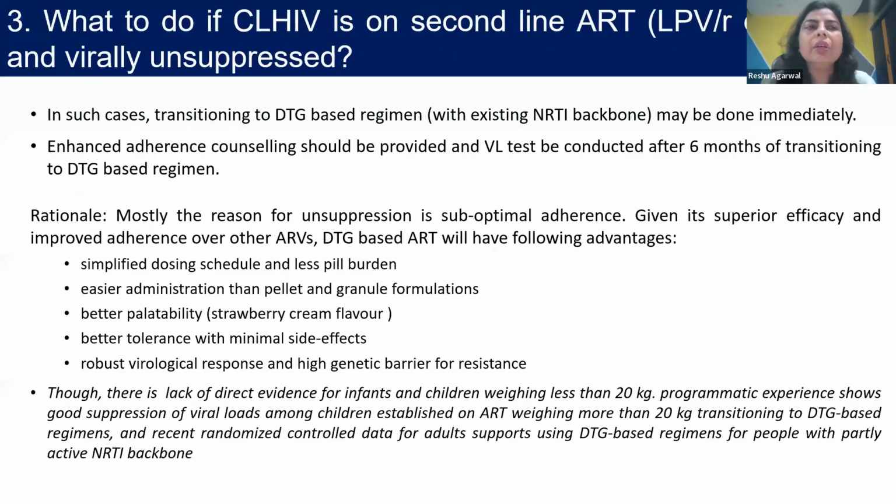Coming to the next scenario, what to do if the child is on second line ART or the lopinavir containing ART and virally unsuppressed? This question was asked in the chat box also. In such cases, we are transitioning the child to a DTG-based regimen with the existing NRTI backbone. Usually these will be the kids who are basically on ZL lopinavir ritonavir currently. So these children are to be continued on the existing NRTI backbone with the pediatric DTG in an age-appropriate dosage.